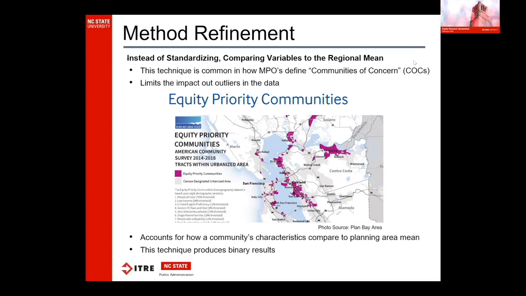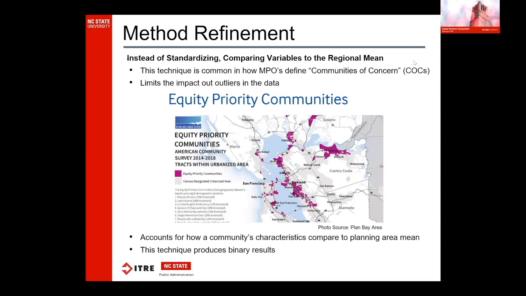Just as Joy showed her slide about how highway development impacts a neighborhood in Durham, these are the type of neighborhoods we want to think about because they're likely to experience disproportionate impacts from transportation infrastructure projects. Often MPOs are looking at the same types of variables that we're interested in, which is income, racial and ethnic minority status, low English proficiency households, households without vehicles, etc.